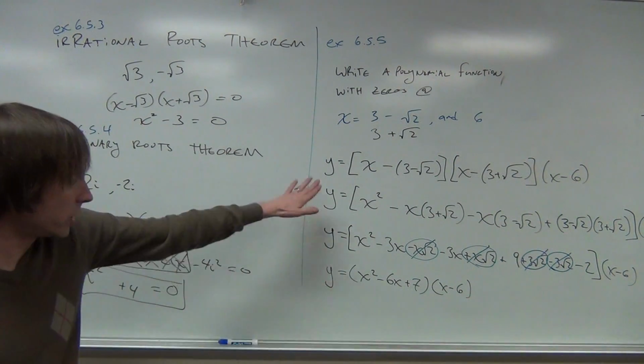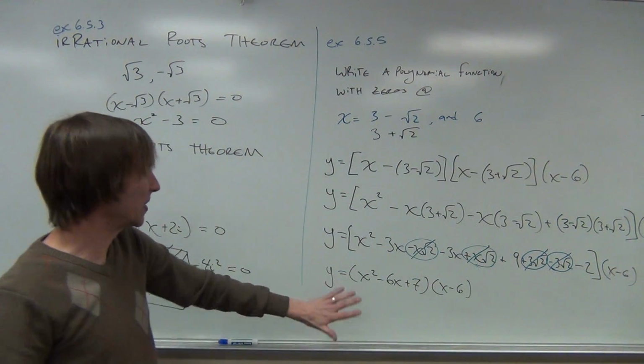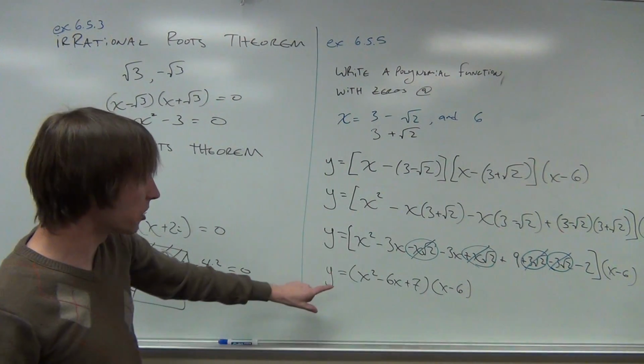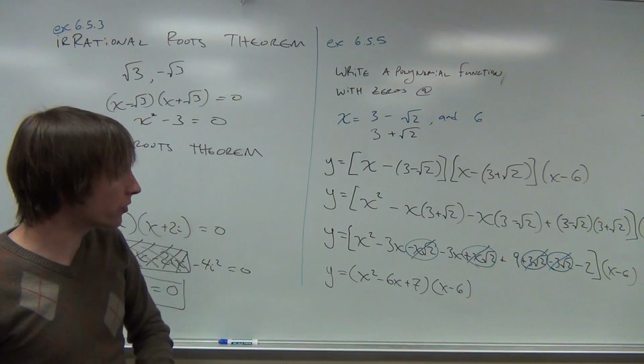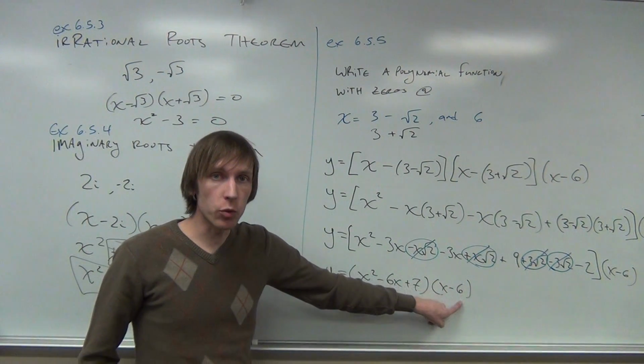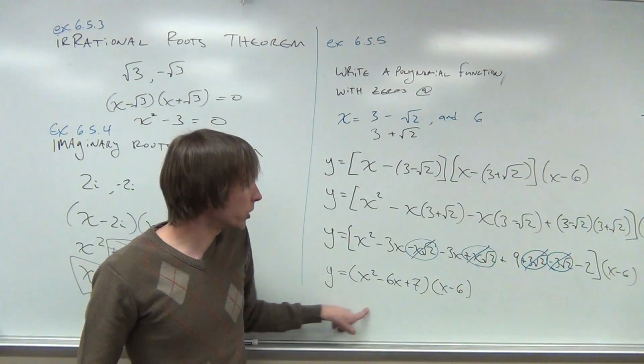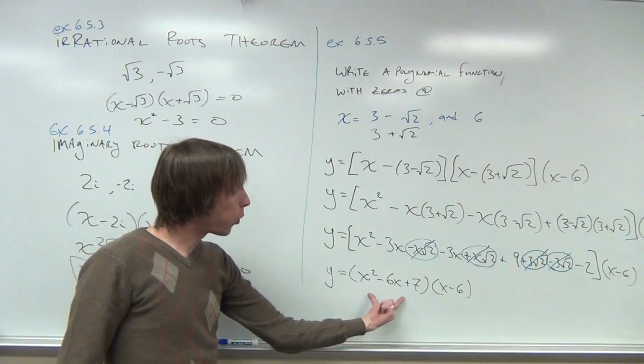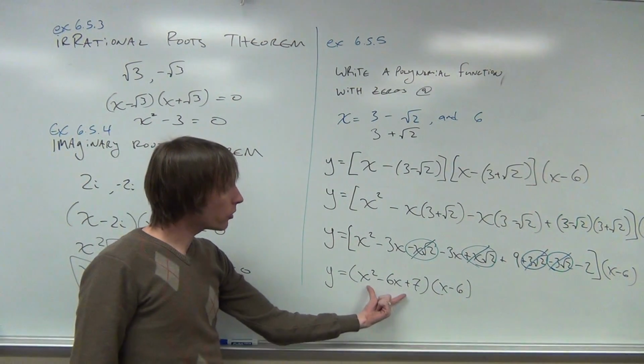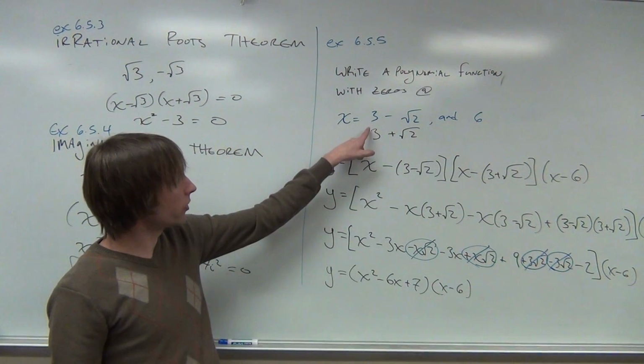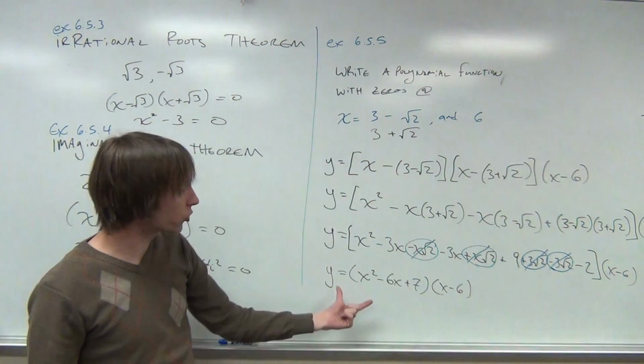Now here's what I want to do. We should finish that. I'm just not going to. I trust that you can if you've seen the other videos. What I want to point out is this. This thing will equal 0 when x is equal to 6. When does this equal 0? Well, it will equal 0 when x is 3 plus or minus the square root of 2.